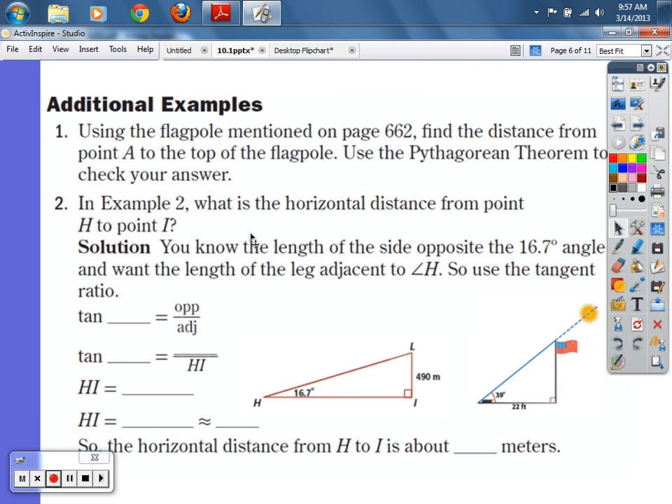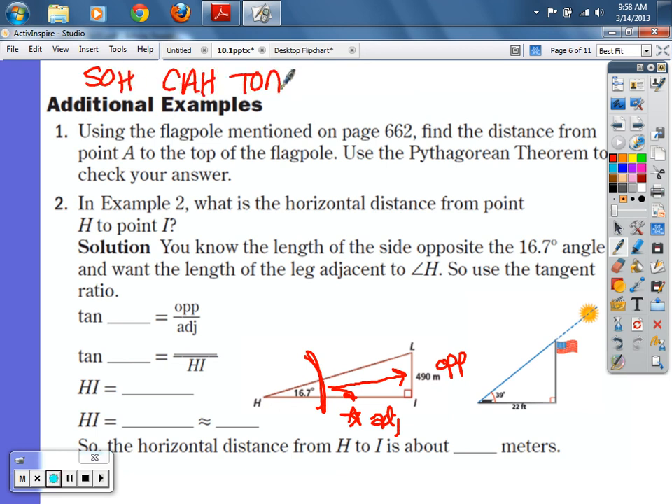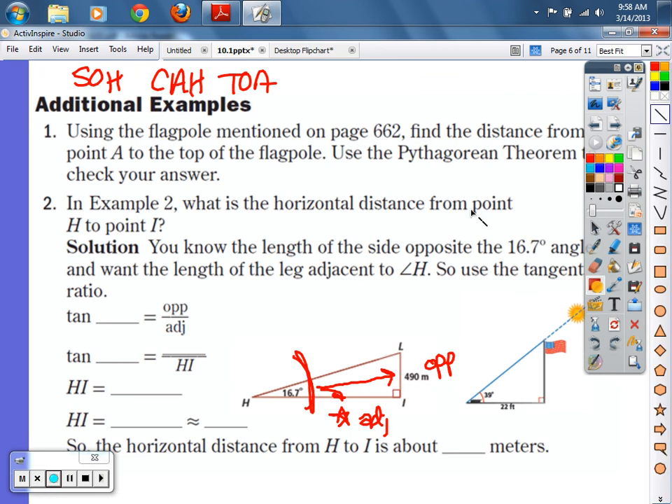In example 2, what is the horizontal distance from point H to I? So here we're figuring out H to I. Mark your angle. Here's my angle. What am I looking for? I'm looking for this side. What do I know? Well, this is an opposite. That's given to me. This is now an adjacent, which is what I'm looking for. I have an O and an A. Look at his name. SOHCAHTOA. You need to memorize that. And I'm going to be using tangent here.